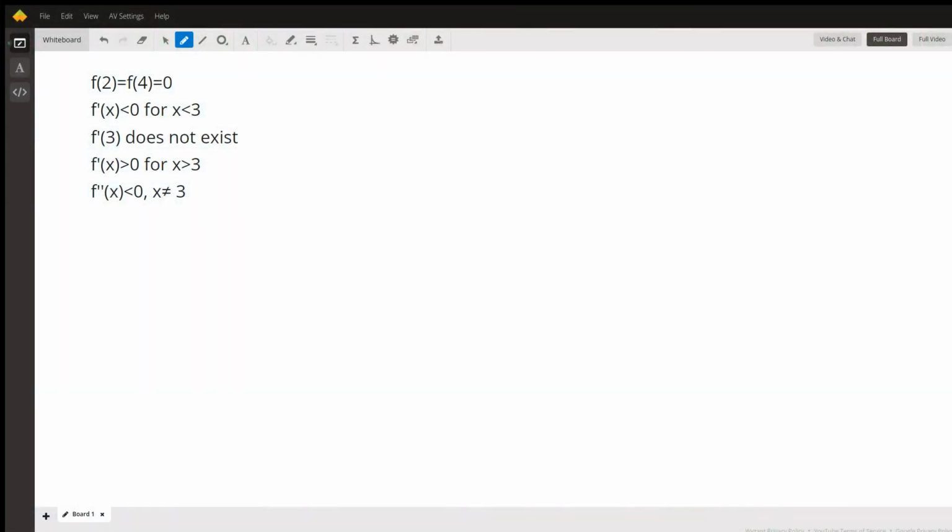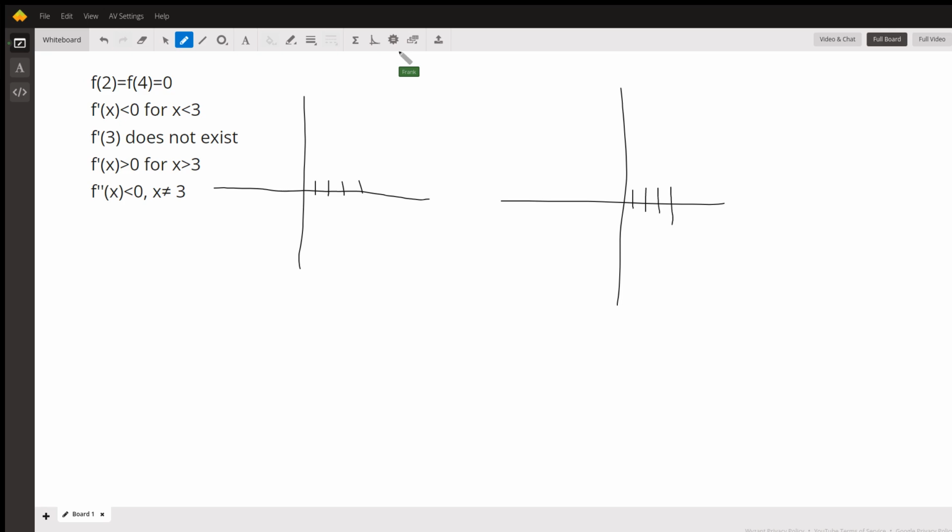To sketch this graph, that's what the question says. According to this information, f of 2 equals f of 4 equals 0. I'm going to sketch it two ways. Here's f of 2, f of 4, and I'm going to do the same thing over here. And so f of 2 is 0, and f of 4 is 0, so it touches 0.